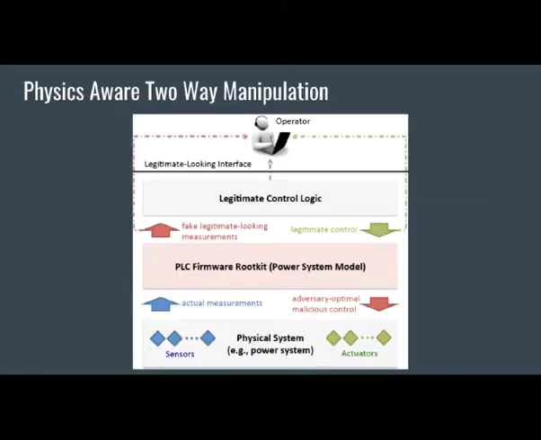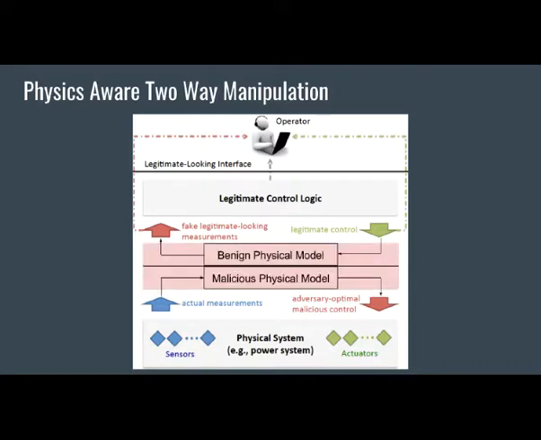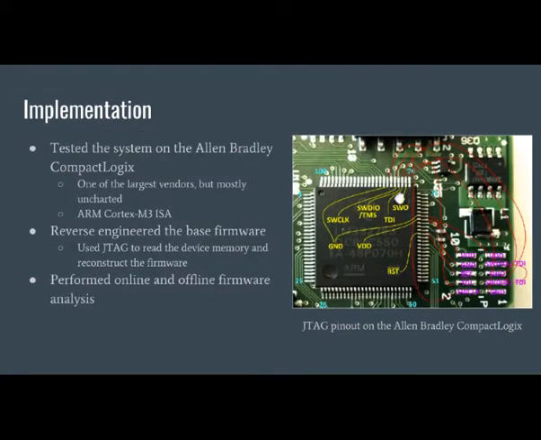Looking again at the PLC, just to show essentially under the hood how HARVEY is working, it took the firmware and divided it into 2 layers. From an operator's perspective you can only see a benign physical model, which is essentially this loop here, whereas below this divide within the firmware you have this malicious model, which is sending adversarial optimal commands and taking the actual measurements in, while spoofing the fake, legitimate-looking measurements. So that was the theoretical part.